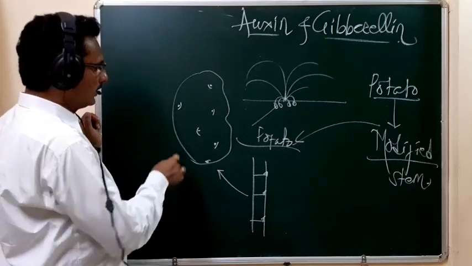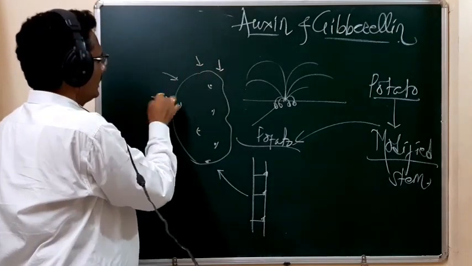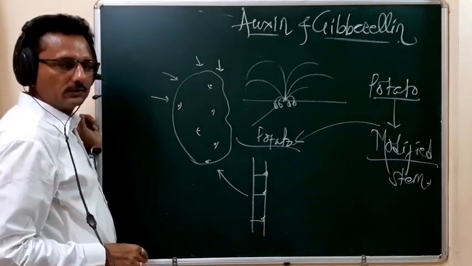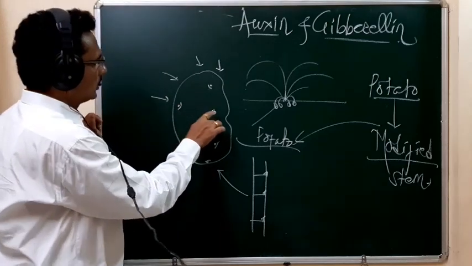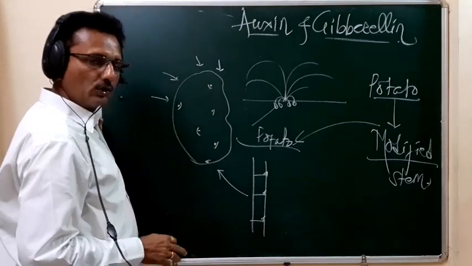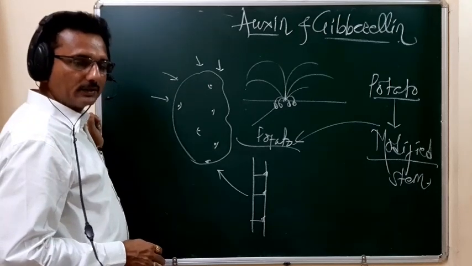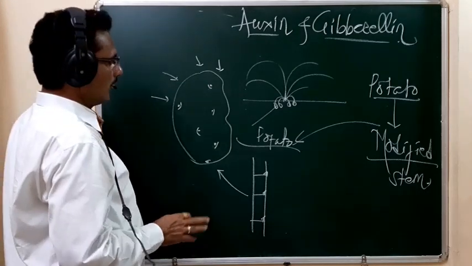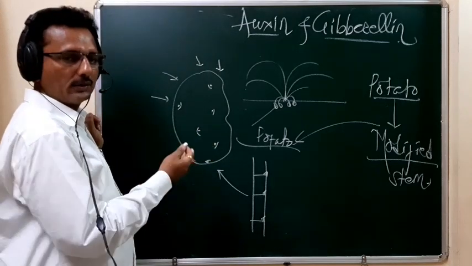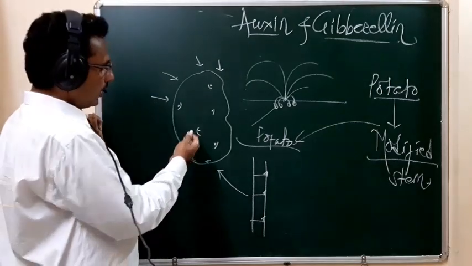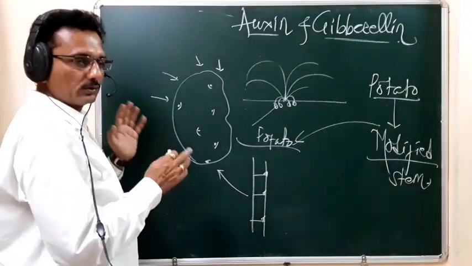So when we apply auxin to the potato at the time of storage, the growth of all these buds is automatically checked, because auxin suppresses the growth of lateral buds and only promotes the growth of the apical bud. The apical bud is not here. All the buds present on it are axillary buds.